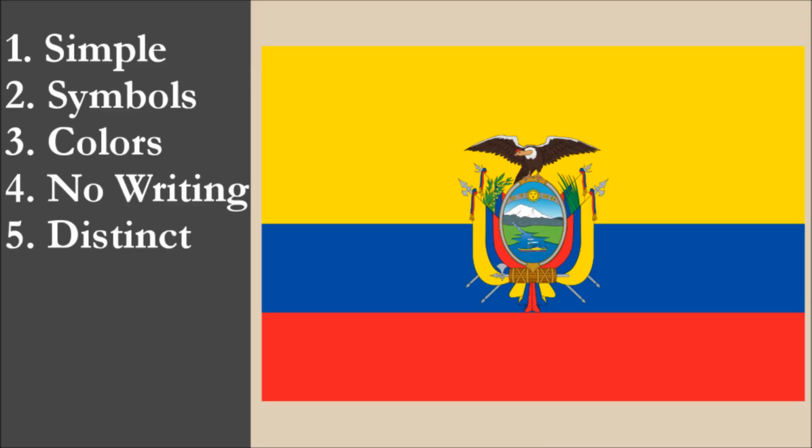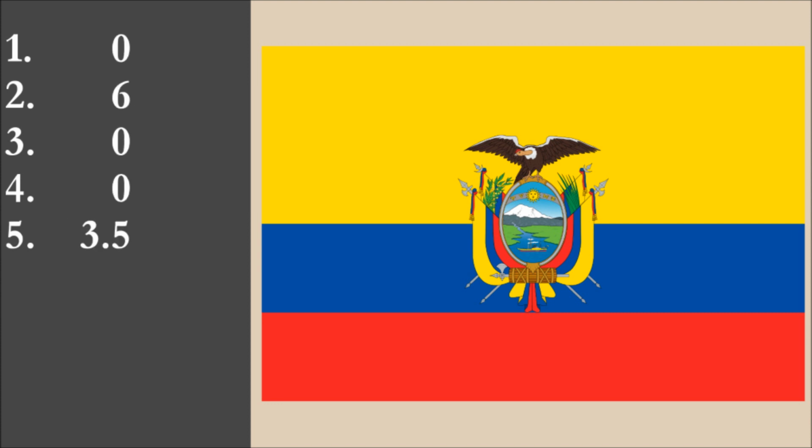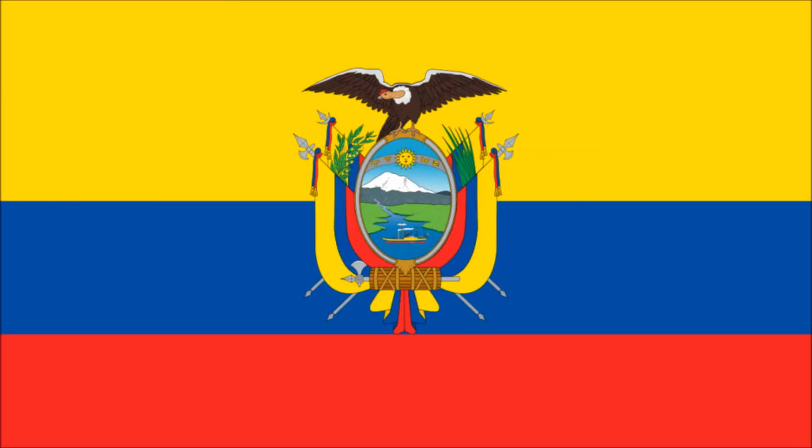So now we've reviewed the flag on each of the 5 principles. We're going to add the scores and divide by 5 to get the average. So, for the National Flag of Ecuador, we get a final score of 1.9 out of 10.